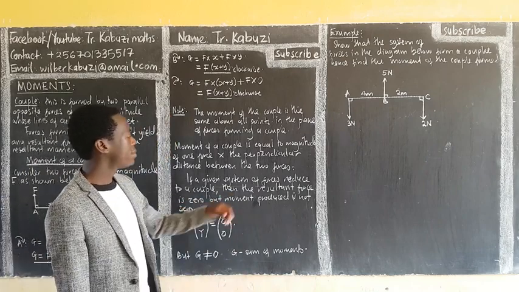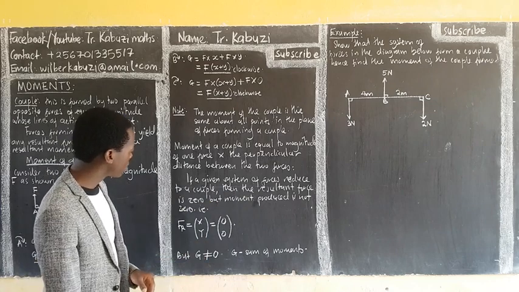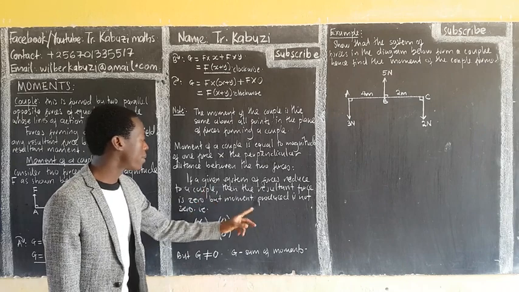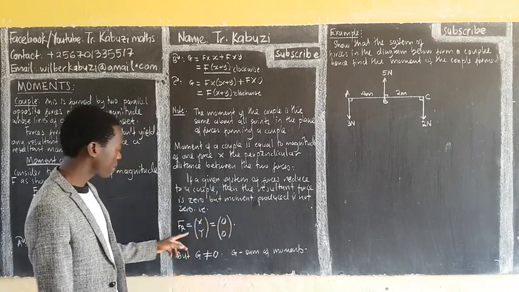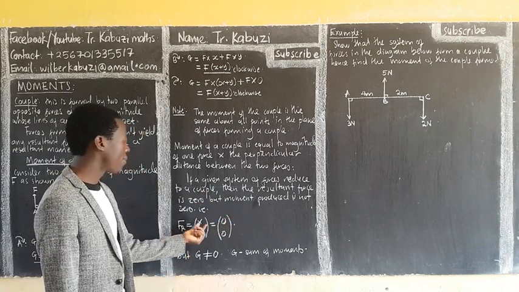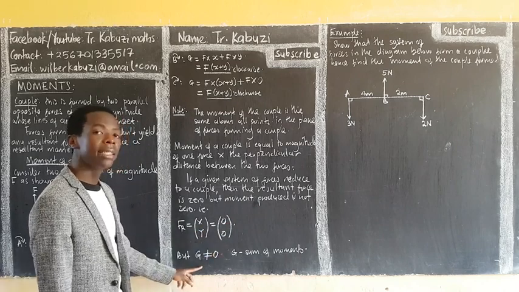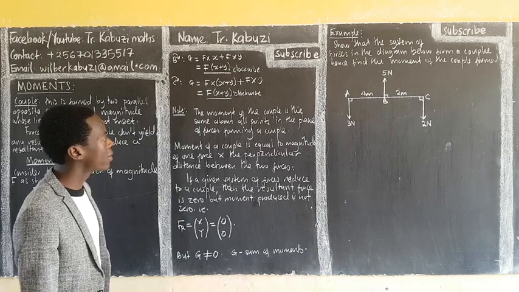If a given system of forces reduces to a couple, then the resultant force is 0, but the moment produced is not 0. That is, the resultant's x component is 0, the y component is also 0, but the sum of moments is non-zero.